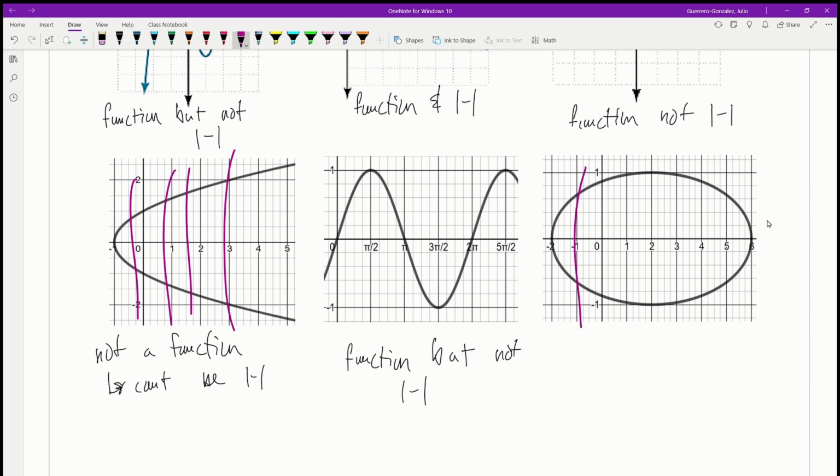Last one. Vertical line test. Every single one of these vertical lines hits it more than once. So it's not even a function. And since it's not even a function, it can't even be one-to-one. So automatically not. Got it? Okay.